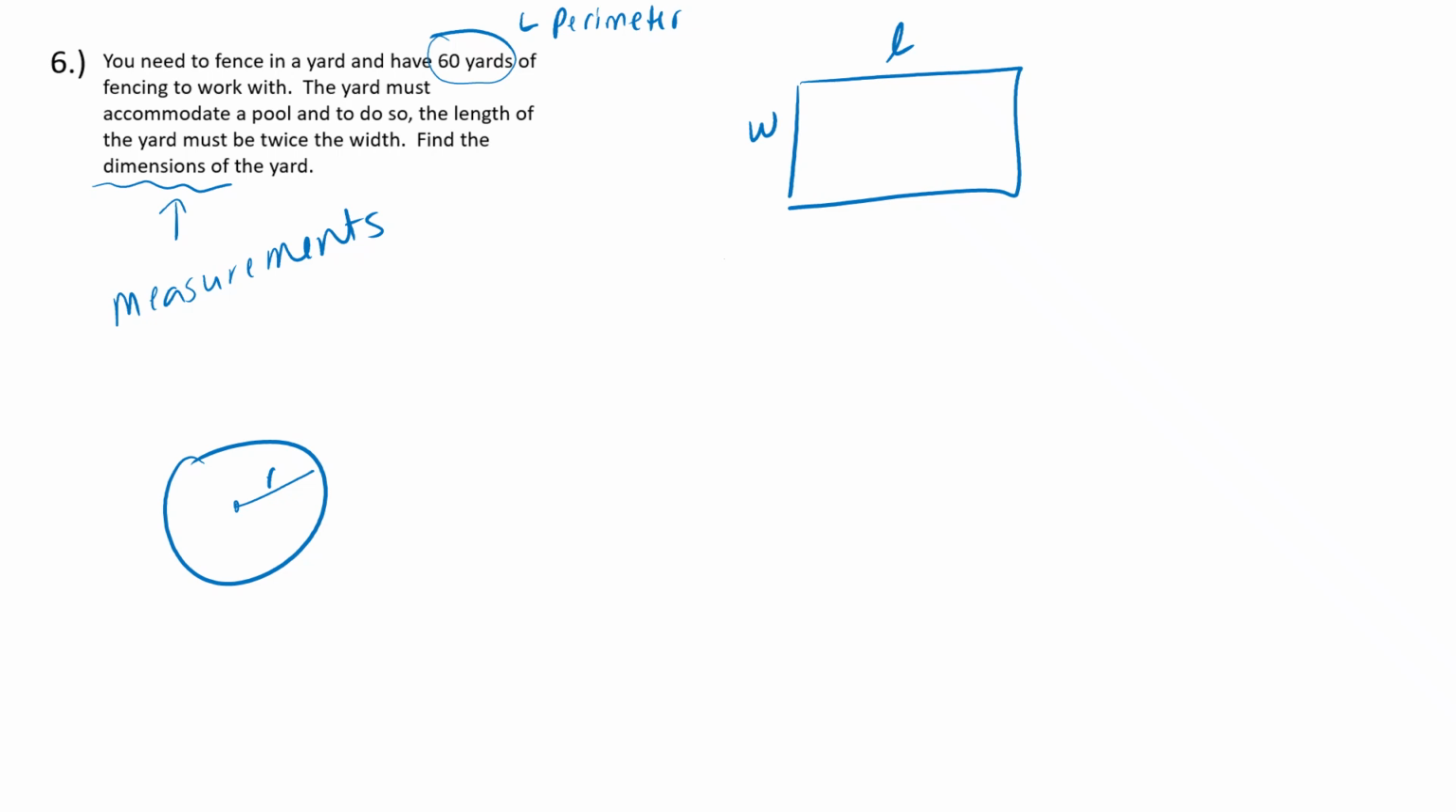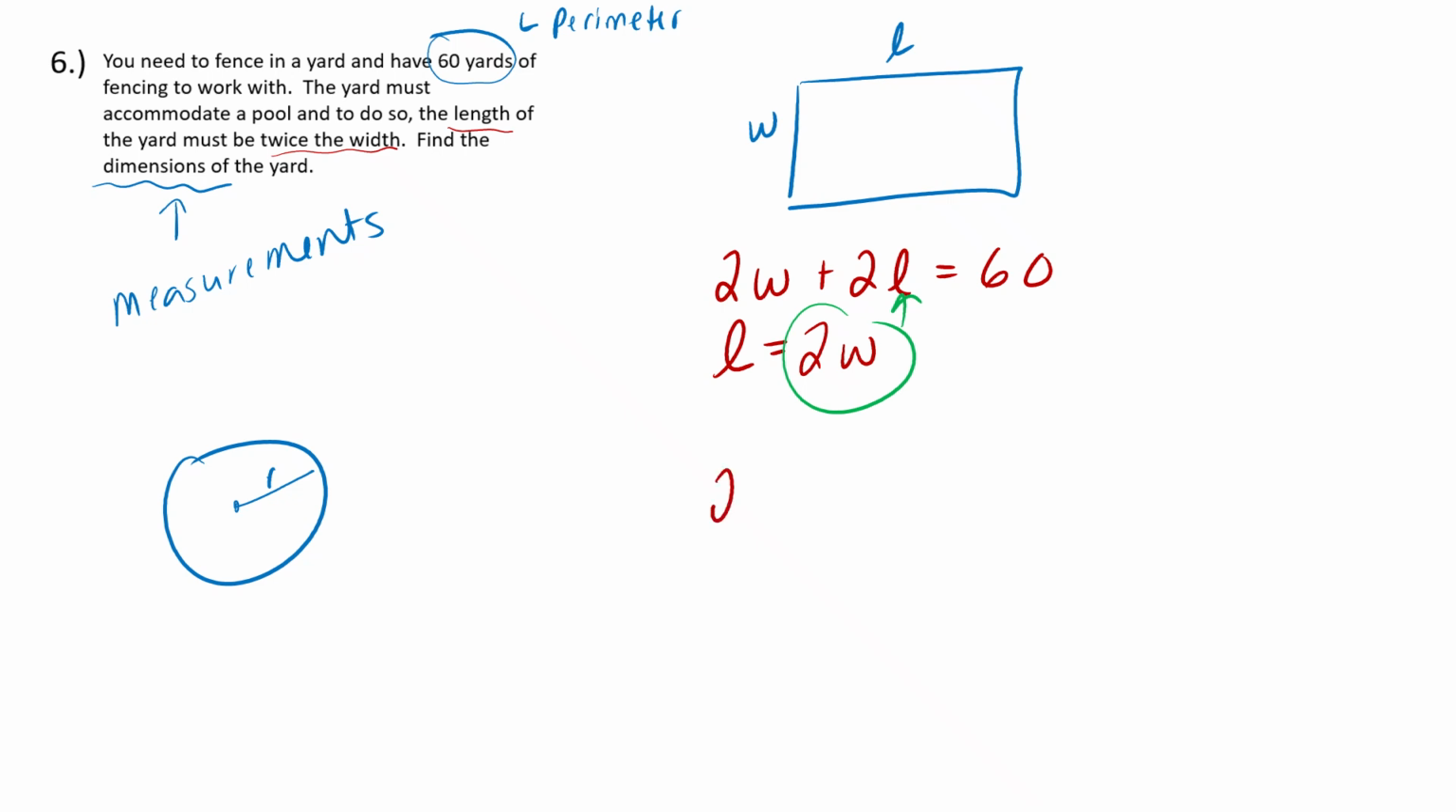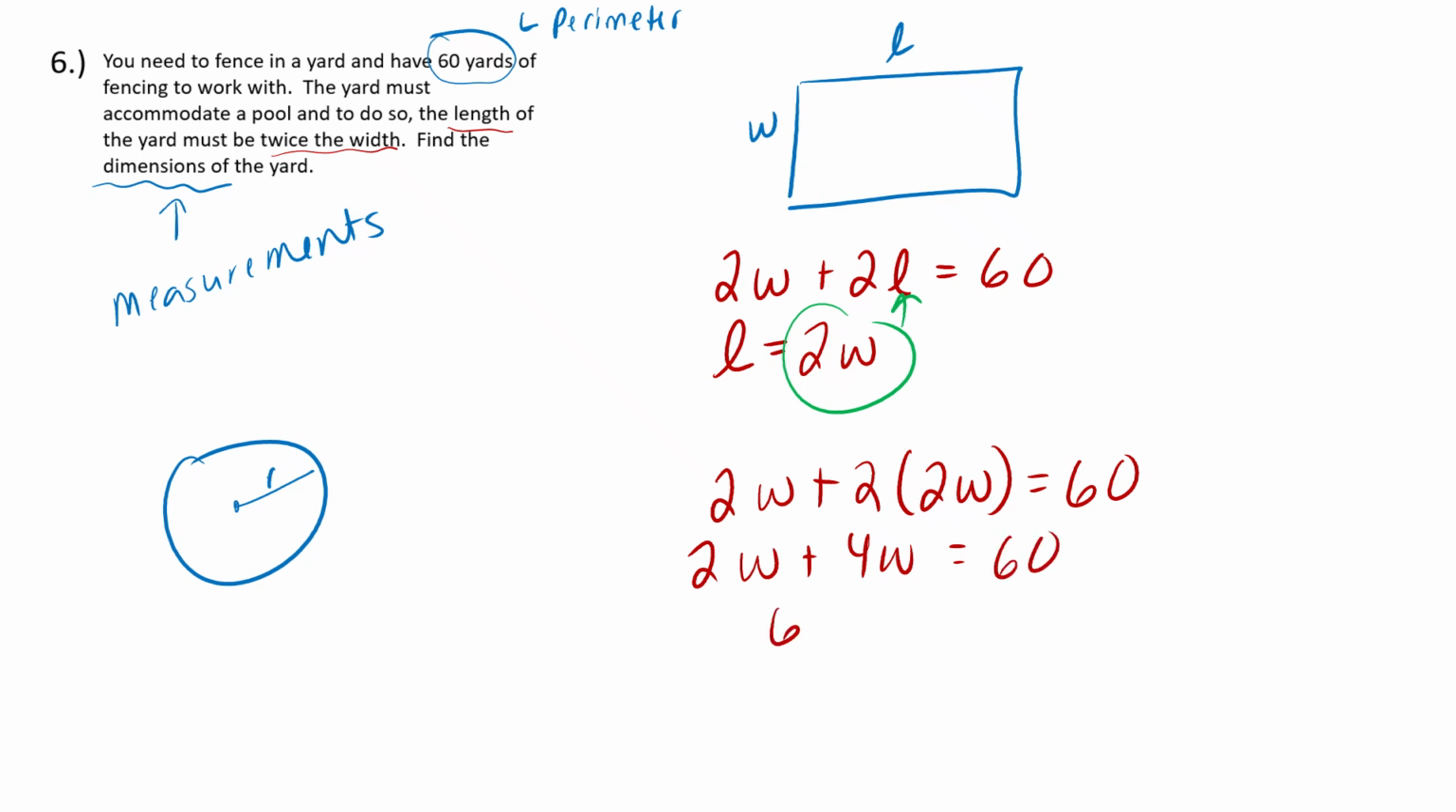So we know that twice the width plus twice the length is equal to 60. In other words, there's your 60 yards of fencing. We also know that the length is twice the width. So whatever the length is, it's 2 times whatever the width is. And there's our system. So we're going to go ahead and take that 2w and plug it in for L. So we're going to have 2w plus 2 times 2w. 2w plus 4w will give me 6w, and that's my perimeter.